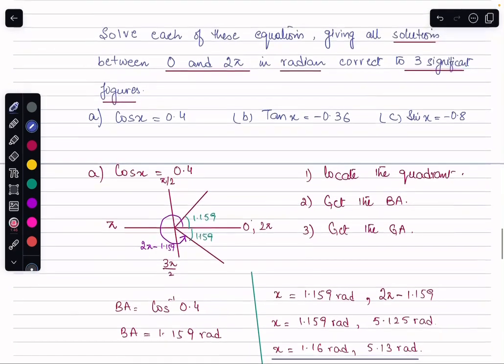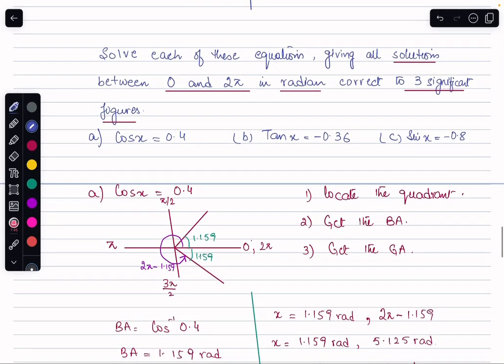The second part says tan of x equals negative 0.36. Again, remember the steps: locate the quadrant, get the basic angle, and then get the general angle.